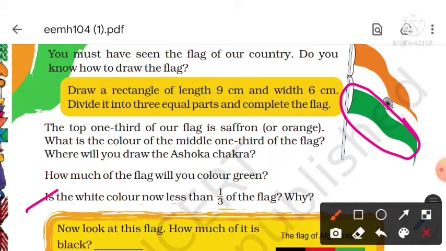Next, is the white color less than 1/3 of the flag? Yes, as you see here, the white color is less than 1/3 of the flag because the Ashok Chakra is present in the middle of the white portion. So we can say that white color is less than 1/3 of the flag. But we cannot say the same thing for orange and green, because orange is 1/3 portion of the flag, and the green color is also 1/3 portion of the flag.